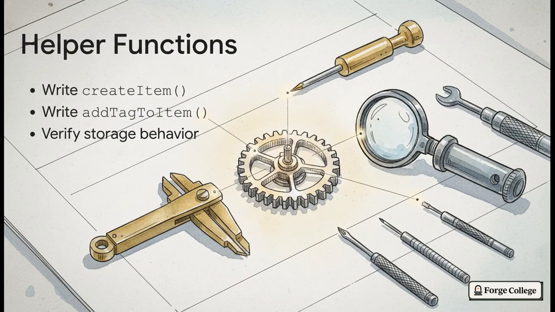Now, regarding that last step, Step 4, I really want you to write some tiny helper functions right now. Things like create item or add tag to item. Keep in mind, you're not writing full business logic here yet. You're writing these purely as diagnostic tools. It's just a way to verify that your memory and storage keywords are behaving exactly the way you intend them to before we get any further into the weeds.